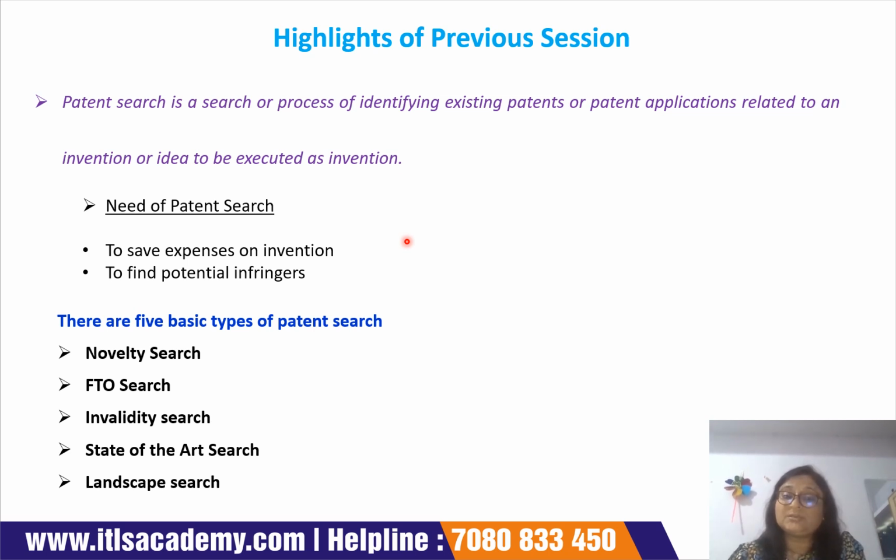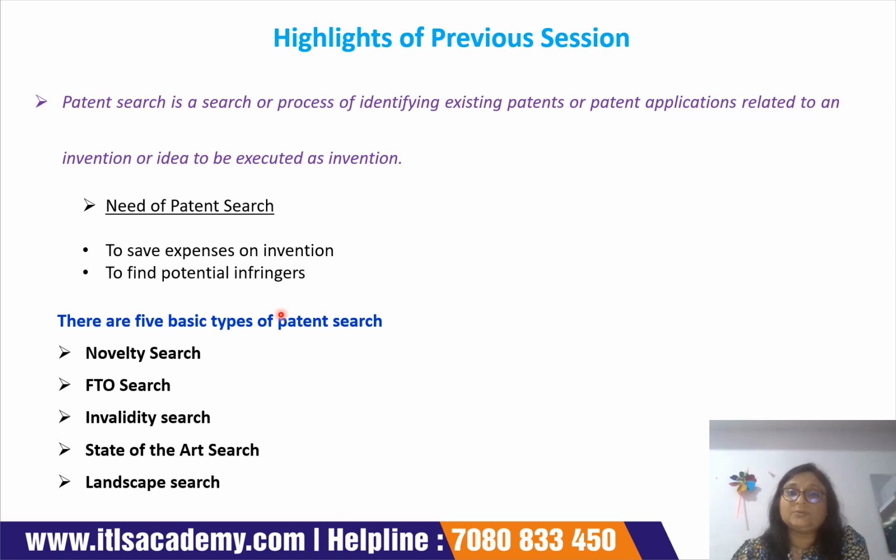But if you start the patent search from the beginning, then you can go through the criteria given and see whether there is anything novel related to your application, or whether other similar applications are already in the market or already in the patent forum. So you can change your patent claims accordingly. That will save your expenses as well as your time. Now, to find potential infringers also you need to do a patent search.